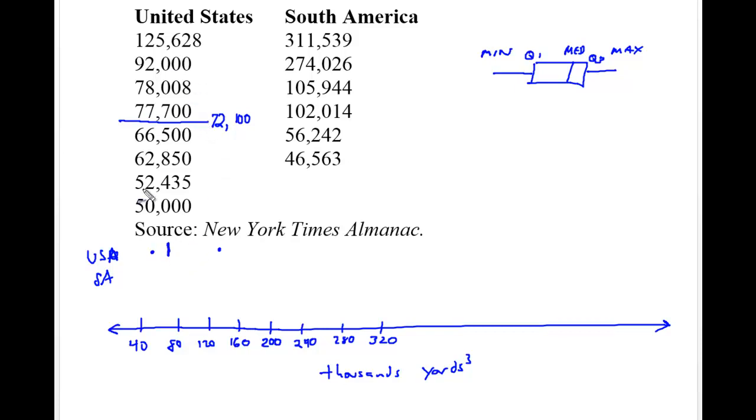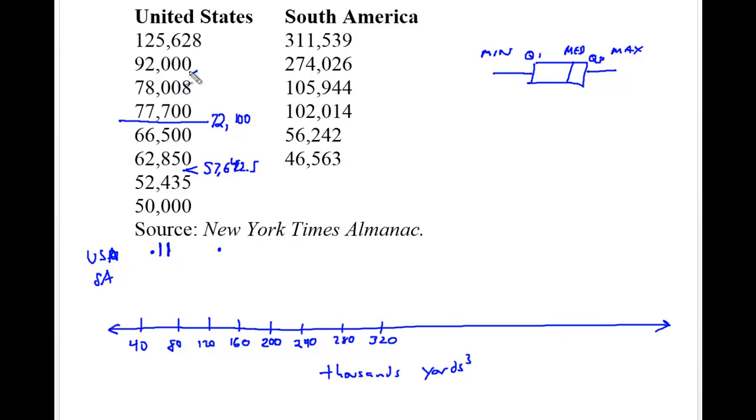And now I'm going to look at my Q1 and Q3. My Q1 is going to be right here, and my Q3 is going to be here. So I'm going to find the averages of these two. So 62,850 plus 52,435. Add these two together, divide by 2. This gives me 57,642.5 for my Q1 in terms of cubic yards, and 57,000, it's going to be about right there.